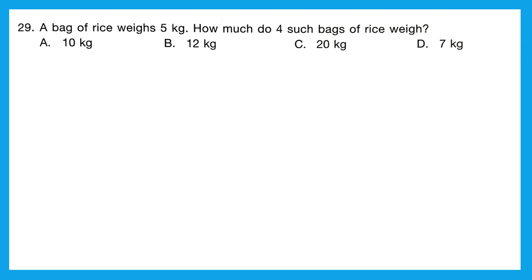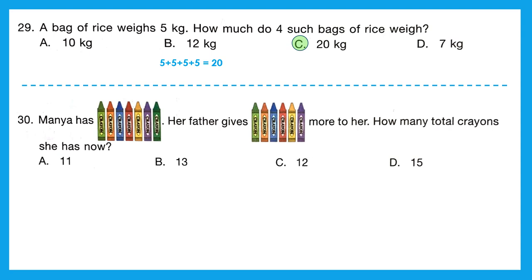Question 29. A bag of rice weighs 5 kg. How much do 4 such bags of rice weigh? Now they have given the weight of one bag, that is 5 kg. Imagine you have 4 such bags. So 5 plus 5 plus 5 plus 5. 4 times 5. This much would be the weight of total bags, which is equal to 20. So 20 kg is the right answer. Option C is right.